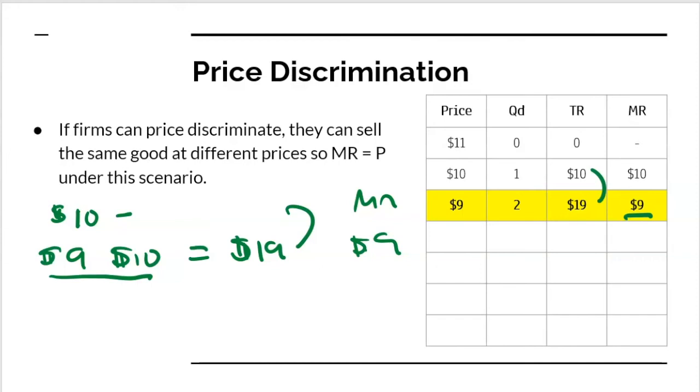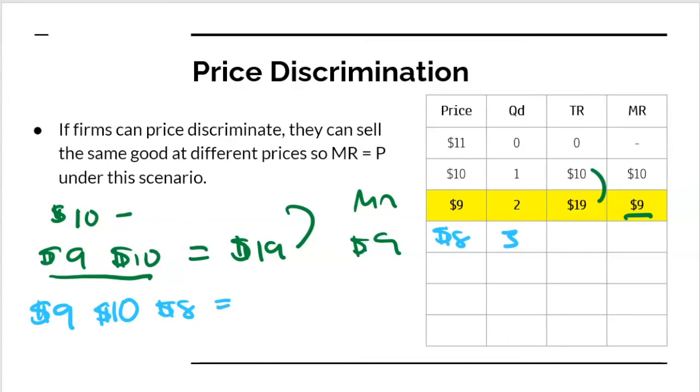Well, here, let's say that a firm wants to sell more products. So $8 and 3 units. Well, here, they're still going to charge $9 to the person that's willing to pay $9 for this product. They're still going to charge $10. And now, to get the third person in, they're going to charge that third person $8, because this firm is allowed, or can, price discriminate here.